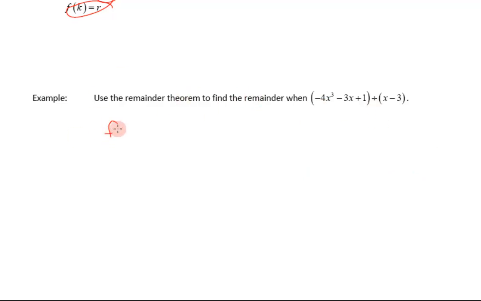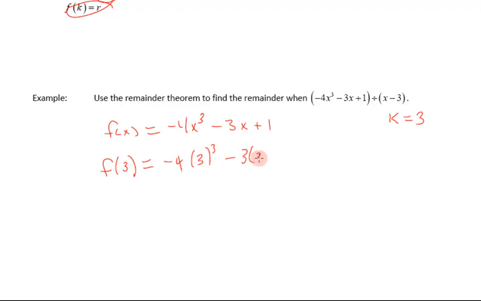So the function is, we'll set it up as minus 4x cubed minus 3x plus 1, right? And then divided by this x minus 3. Well, the k here is 3, right? Whatever makes this 0. So if I put f of 3, which would be negative 4 times 3 cubed minus 3 times 3 plus 1.